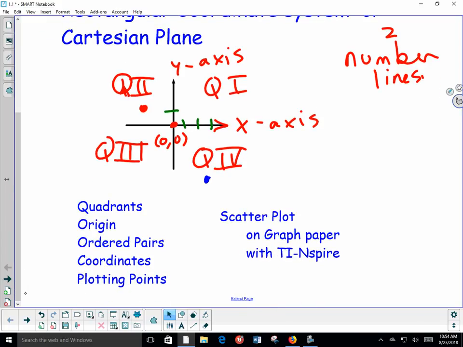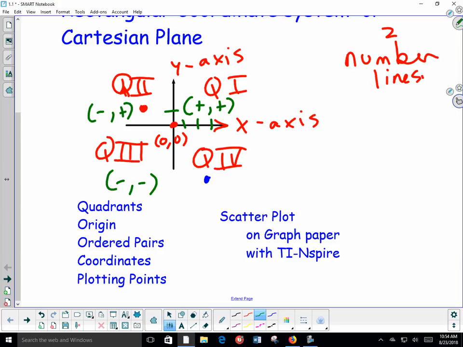So let's see, how many words of this did we use? I talked about quadrants, we mentioned origin, ordered pairs. Let's just quickly recap. If we are in quadrant 1, an ordered pair is going to be of the form positive, positive. If we're in quadrant 2, the ordered pair is going to be negative, positive. In quadrant 3, the ordered pair is going to be negative, negative. And if we're in quadrant 4, the ordered pair is going to be positive, negative. I think you're all good with plotting points.